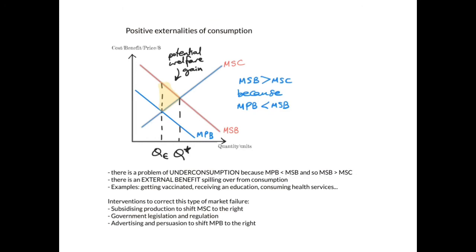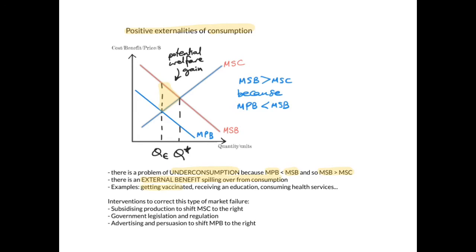In the case of positive externalities of consumption, there is a problem of underconsumption because the marginal private benefit is less than the marginal social benefit. There is a benefit to society that's much greater than the benefit to the individual. As a result, the MSB is much higher than the MSC. Here, there's an external benefit spilling over from consumption.